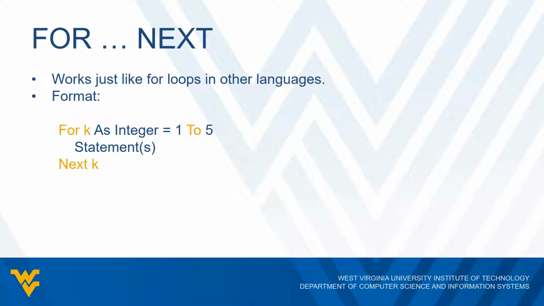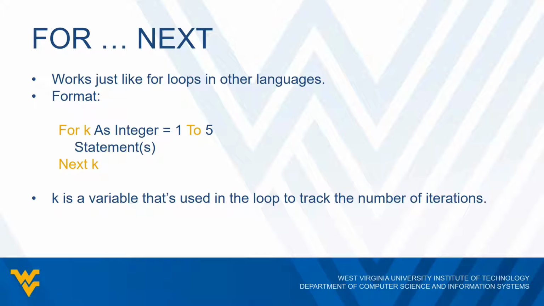So let me explain how this works. k in this case is a variable. Think of it like a loop control variable for our for loop, and this is going to track the number of iterations. So we see here that k is initially 1, and after each iteration of the loop, k is going to be incremented by 1. That's what this next k means. Next k means we're going to get the next value of k. So that's the same thing as just incrementing it by 1.